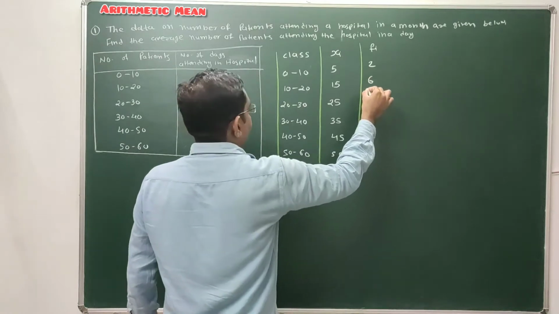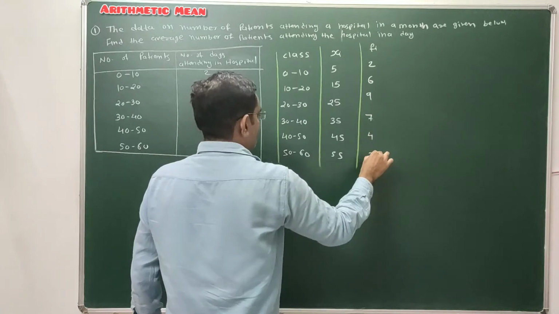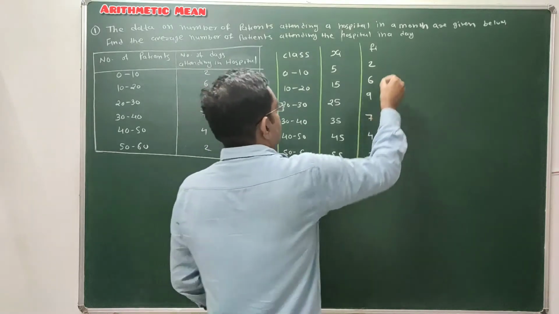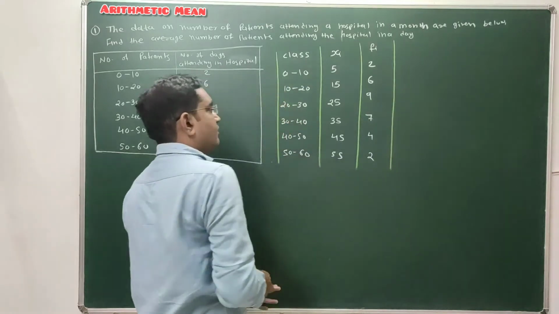So copy down the given frequencies from the question: 2, 6, 9, 7, 4, 2. Done. Now here you have to find the arithmetic mean by using the assumed mean method.